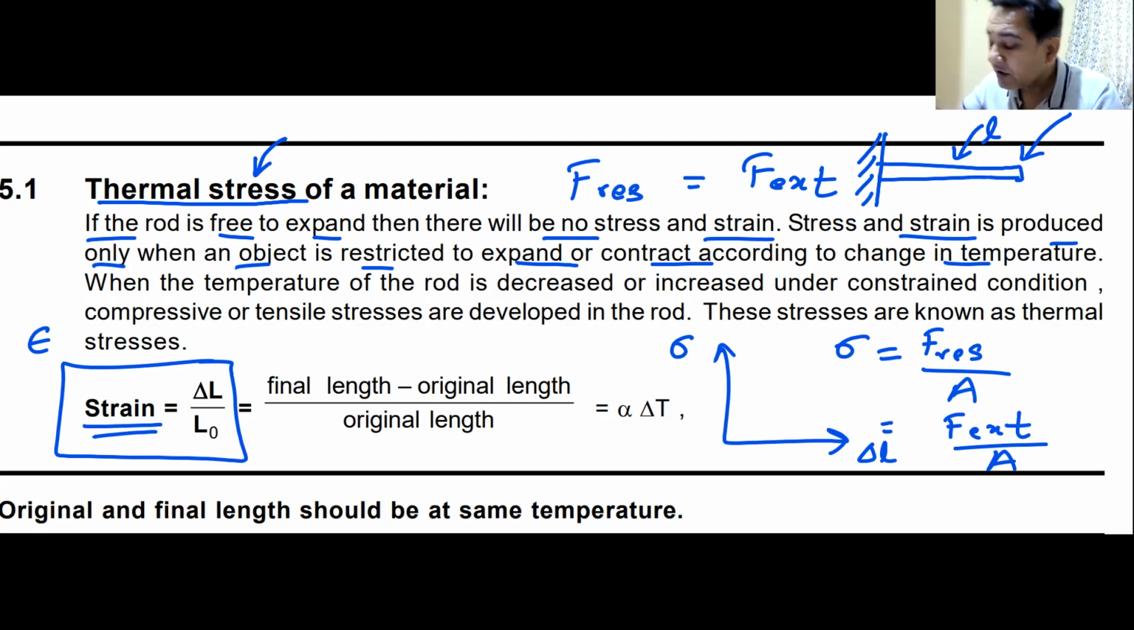Yes, sir. But now if I clamp it from the other end also, now I have a problem. Houston, we have a problem. If I clamp it from both ends, now if I increase the temperature, will the rod have strain and stress?